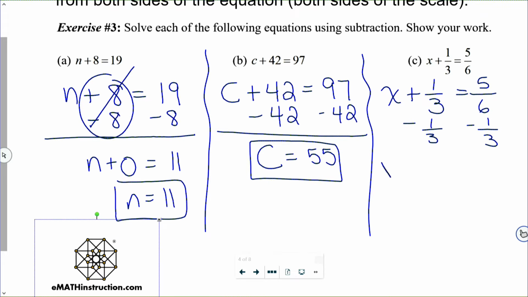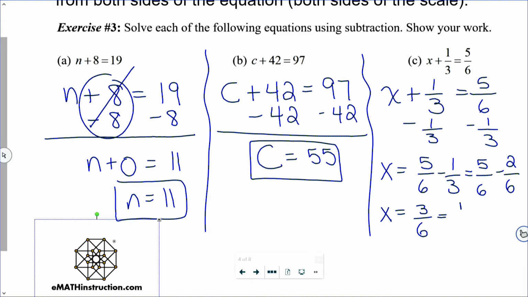Because I've got to figure out what 5/6 minus 1/3 is. But as long as I can get a common denominator, and that common denominator would be 6, right? So I can change 1/3 into 2/6, then I'll get 5/6 minus 2/6 is 3/6, and I should probably simplify that, so x is equal to 1/2.